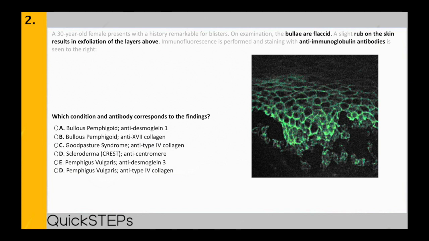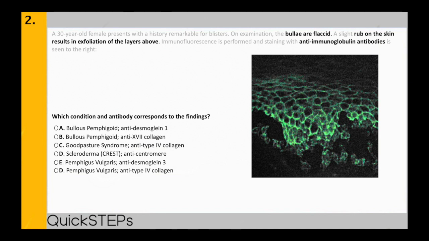What would bullous pemphigoid look like in an immunofluorescent picture and clinical presentation? On immunofluorescence, you will see a straight, continuous line of green highlighting one layer because bullous pemphigoid has autoantibodies targeting hemidesmosomes, which anchor the basal layer to the basement membrane. Further, the clinical picture for bullous pemphigoid would show non-flaccid bullae that are tense and do not involve the oral mucosa. Rubbing on the skin would not produce exfoliation of the layers above in bullous pemphigoid. So we know that it can't be bullous pemphigoid, which means A and B are out of the running.